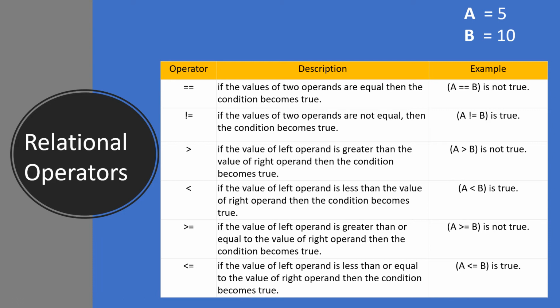Less than operator checks if the value of left operand is less than the value of right operand. If yes, then the condition becomes true. Greater than and equal to operator checks if the value of left operand is greater than or equal to the value of right operand. If yes, then the condition becomes true. Less than and equal to operator checks if the value of left operand is less than or equal to the value of right operand. If yes, then the condition becomes true.